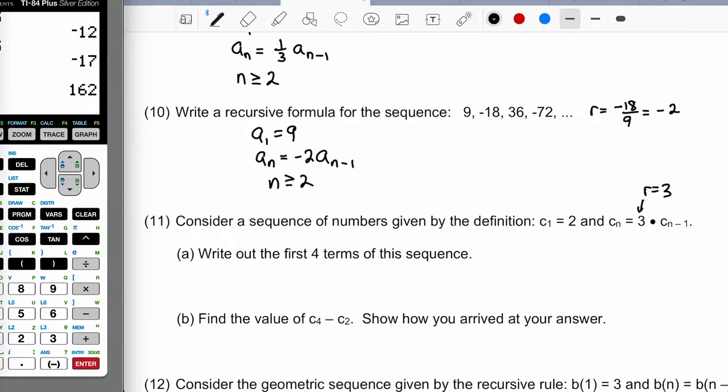All right, I'm starting off with 2. I'm multiplying it by 3, the next term of the sequence. 2 times 3 is 6, times 3 is 18, times 3 is 54.